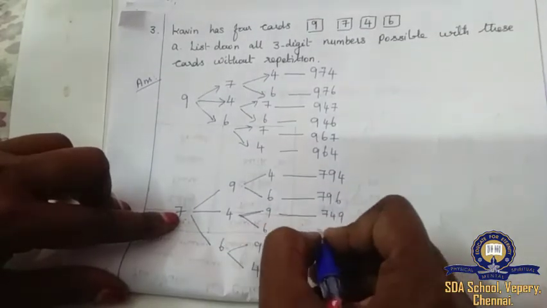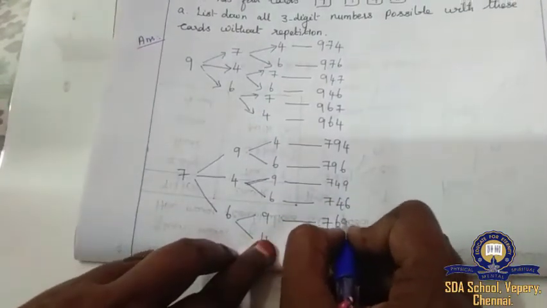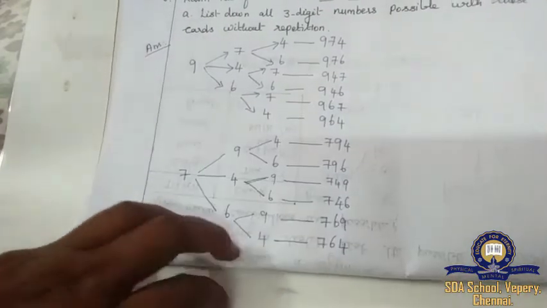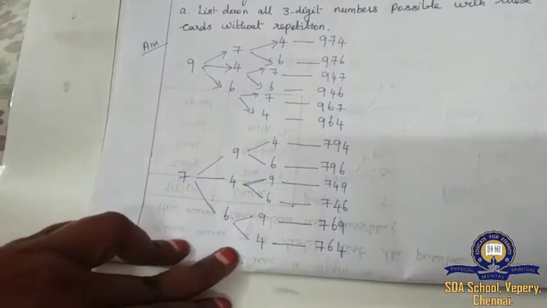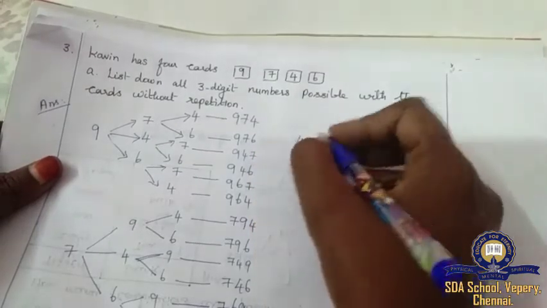This number 746. This number 769. For this number 764. Okay. So for the remaining 4 and 6, try to fill. Okay. Here 4, it is a homework.